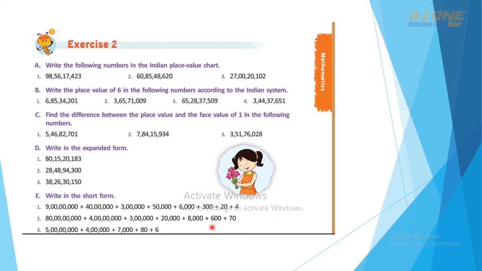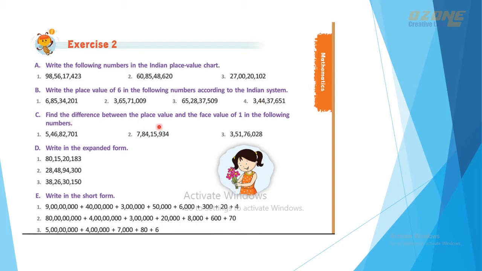Now we'll go through exercise 2. First question, write the numbers in the Indian place value chart. So draw a place value chart and write the numbers from the end in the place value chart. B, place value of 6 in the following numbers according to the Indian system. So find the place value of 6 alone in each question.